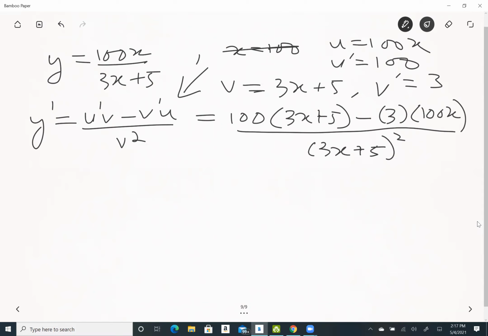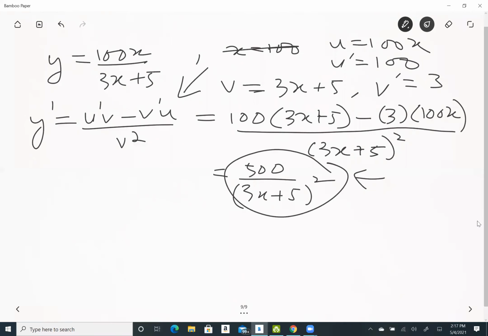If you can see here, 100x times 3, 100x times 3. So 300x take away 300x, they cancel out, so that becomes 500 over 3x plus 5 squared. So that is the derivative of the second term. If you have this kind of function, which is quite long, for the quotient rule, it's good that you do it separately first, like what we're doing here. Then only you put the derivative into the original function.